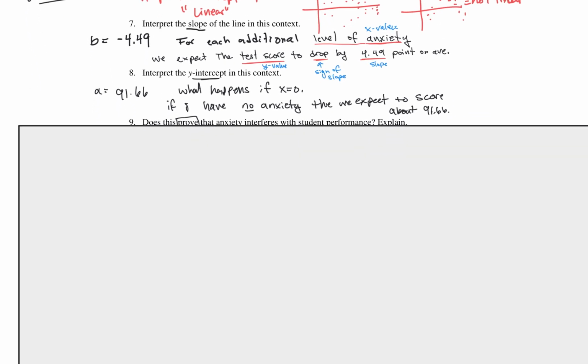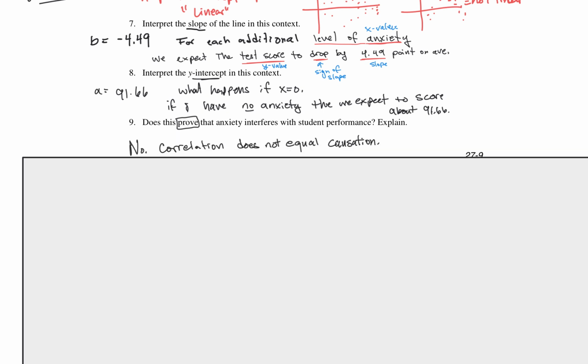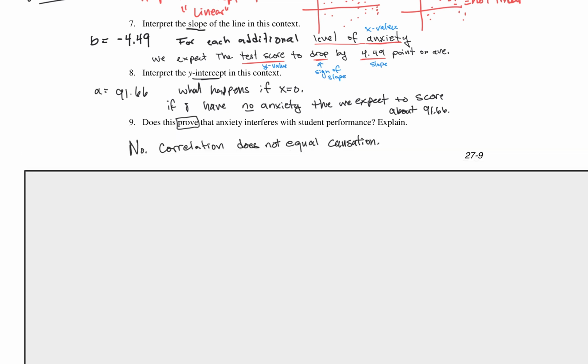And then the last question here is, does this prove anxiety interferes with student performance? And our favorite saying is no. Correlation does not equal causation. We can show association, that if anxiety level goes up, we can also show that test scores tend to drop. But there are all sorts of other lurking variables in this example that might also be causing something to happen, and we're not really monitoring that.